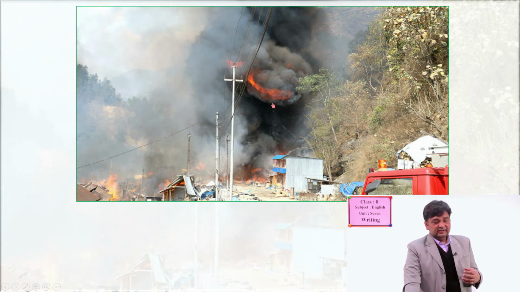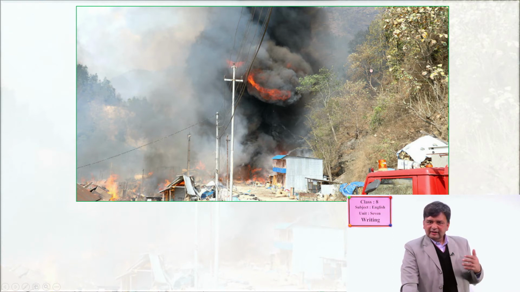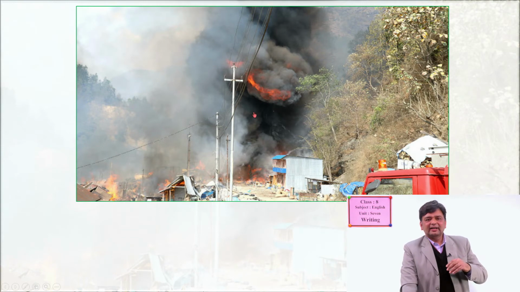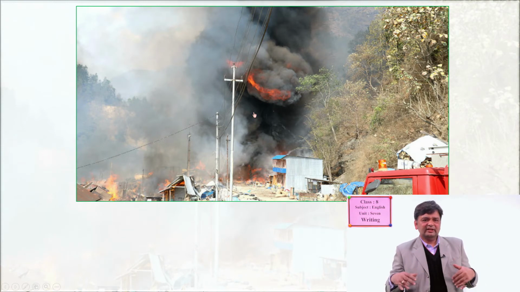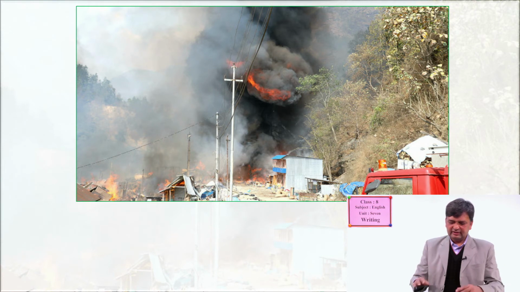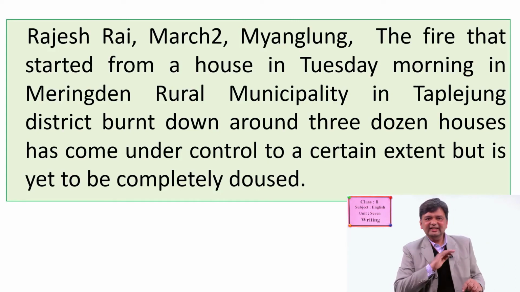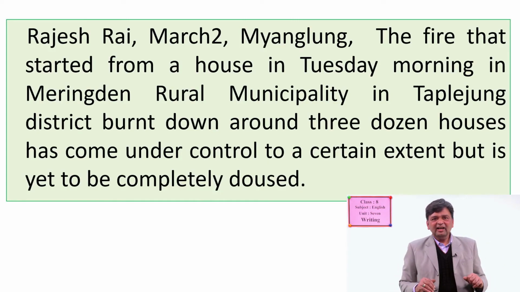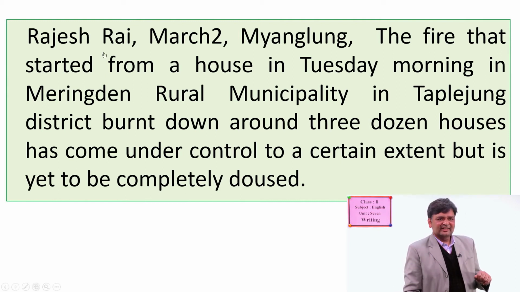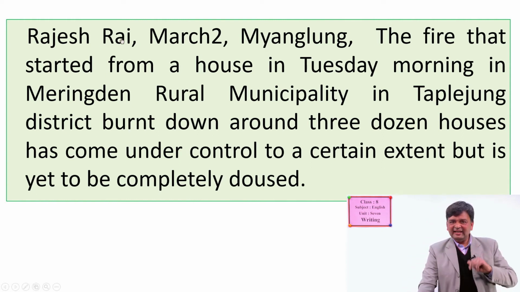And then the fire still has a chance to grow, right? So let's see whether it has died out or not, okay? Has the fire been doused or not, whether the authority has been able to control it or not, okay? So let's see. This is the, what did we call it? Rajesh Rai is the reporter, so it is the byline, good.